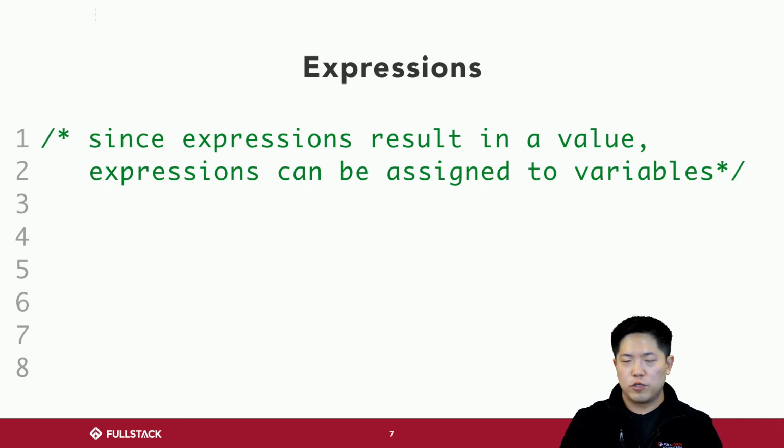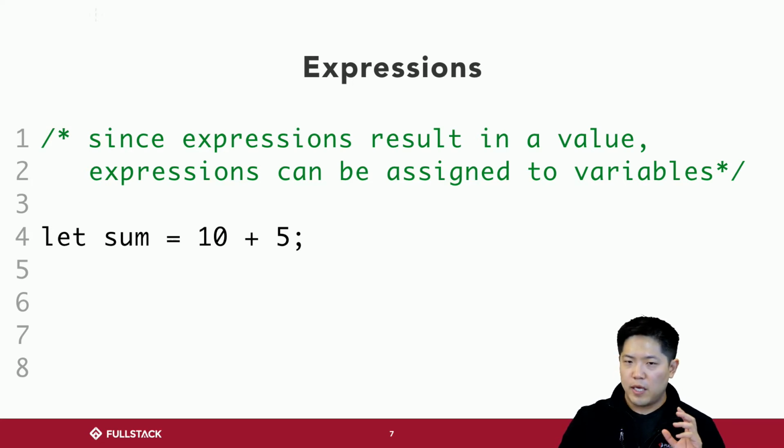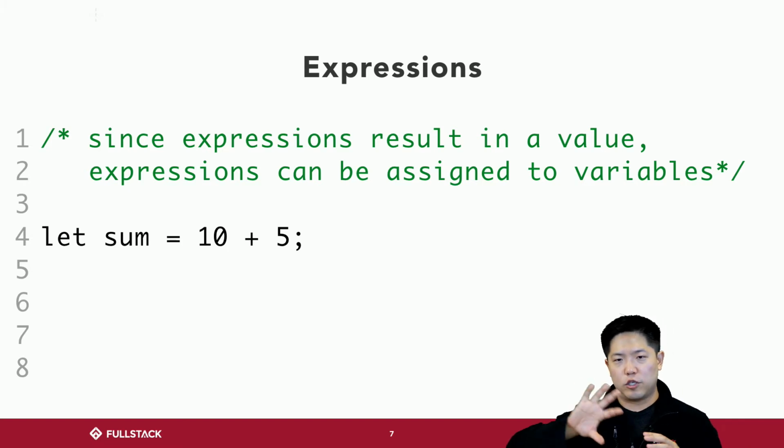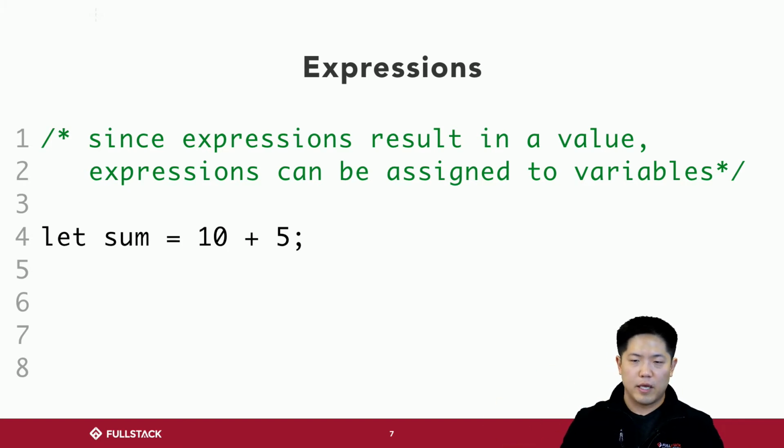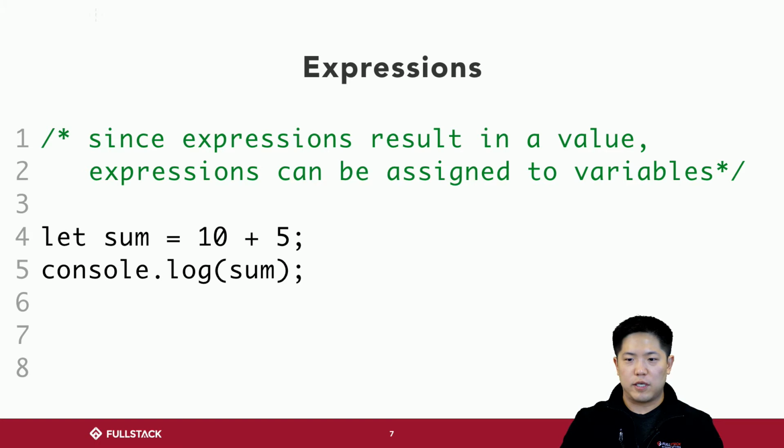So since expressions result in a value, expressions are what can be assigned to variables. So if we say, let the variable sum that I'm creating be assigned the value of 10 plus 5. Right? An incorrect way to read this is let sum be assigned 10 and then add 5. We're saying that let sum be assigned this expression 10 plus 5. If we console log it out, we expect to get the value 15.